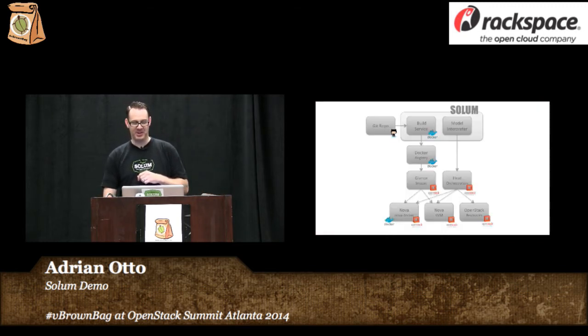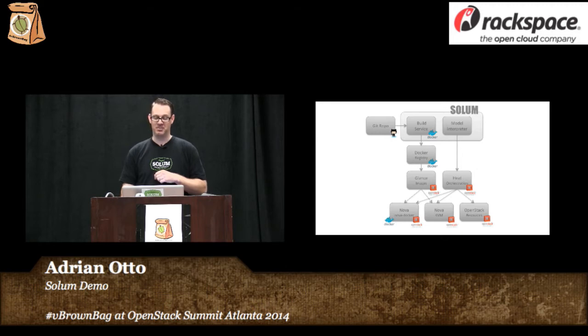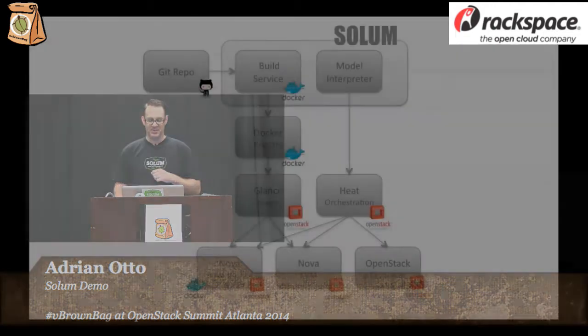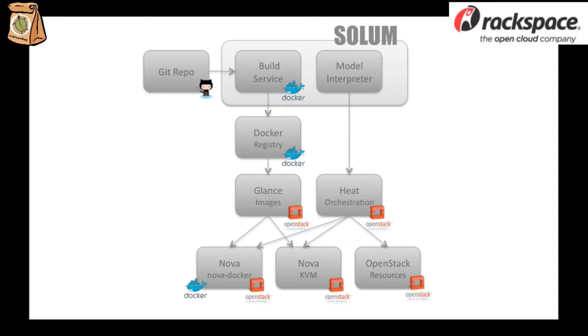So I'm going to show you code is going to come out of a Git repo. It's going to go into our build service. That build service is going to build a Docker image. That Docker image is going to go into the Docker repository. The Docker repository is backended by Glance. This is part of the Nova Docker driver. Once the image is in Glance, it can be sent out onto Nova, where containers are created by Heat. So we're using Heat to do the orchestration. We have a process by which we automatically build a Heat template in a component that we refer to as the model interpreter.